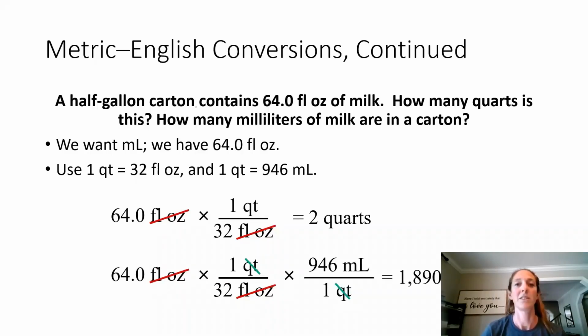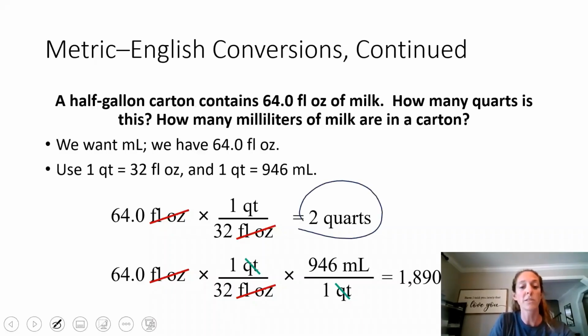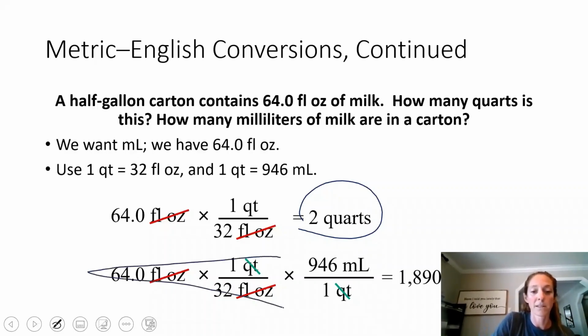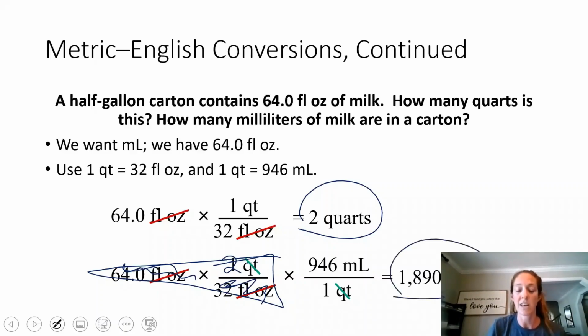All right. Hopefully yours matches mine. Using the conversion factor of fluid ounces to quarts, hopefully you got 2 quarts. And then if you went right from quarts to milliliters, you might have left off this part and just started with 2 quarts, and that's okay. If you started from the beginning and did fluid ounces to quarts and then quarts to milliliters, that is perfectly fine too. You would still get the same answer, 1,890 milliliters.